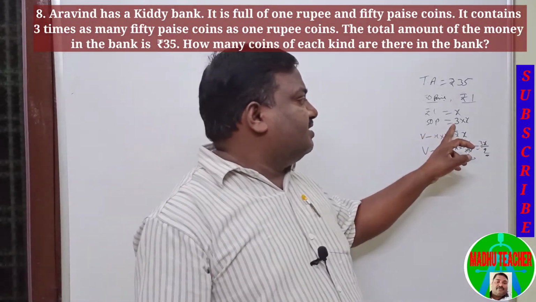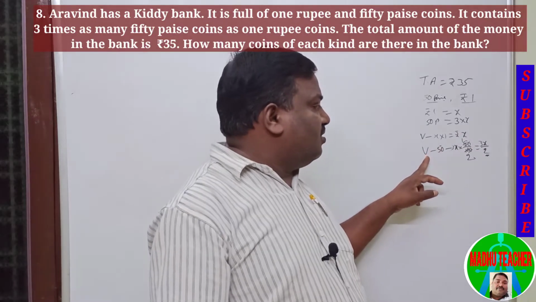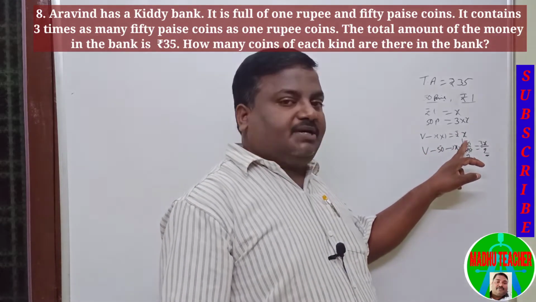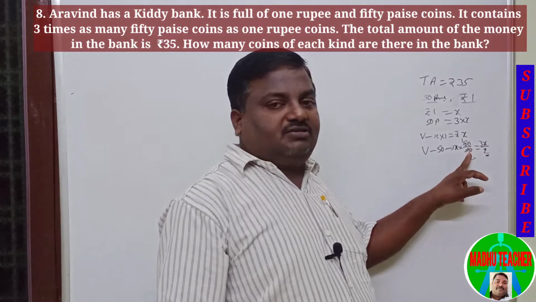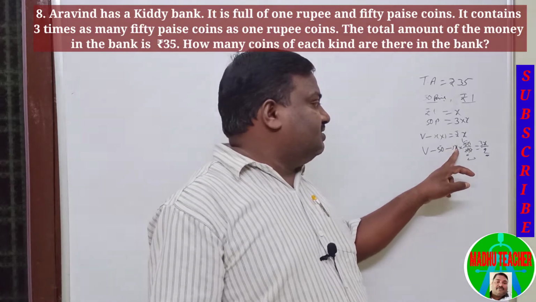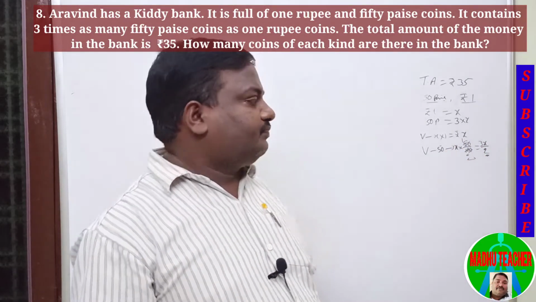So how many 50 paise coins are there? 3x. So the value of 50 paise coins is 3x into 50 paise, that is 50 by 100, changing into rupees. So 50 by 100, that is 3x into 1, 3x by 2.